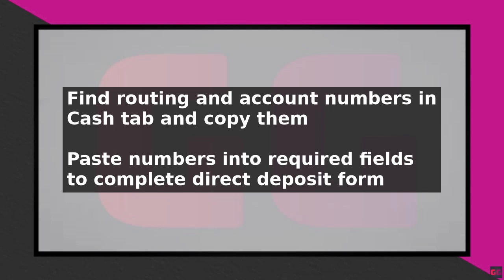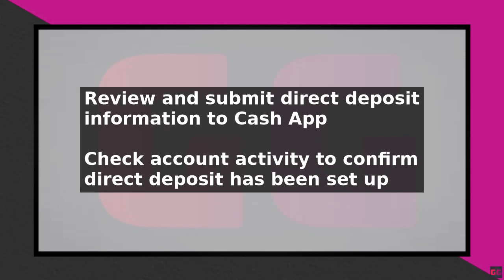It may take a few days to verify your account and set up direct deposit. But once it is established, your paychecks will be deposited directly into your Cash App account. To confirm that direct deposit has been set up successfully, you can check your account activity in the Cash App or contact Cash App support if you have any questions or concerns. Additionally, it is a good idea to inform your employer that you have set up direct deposit with Cash App, so they can update their records accordingly.